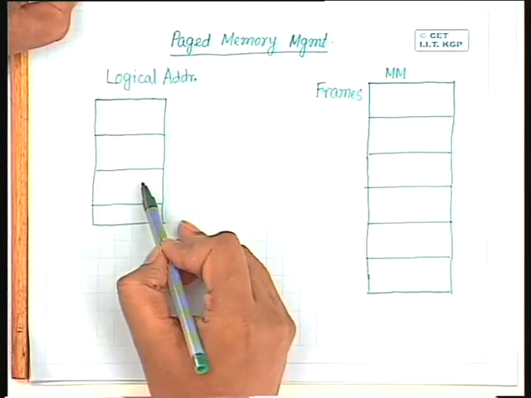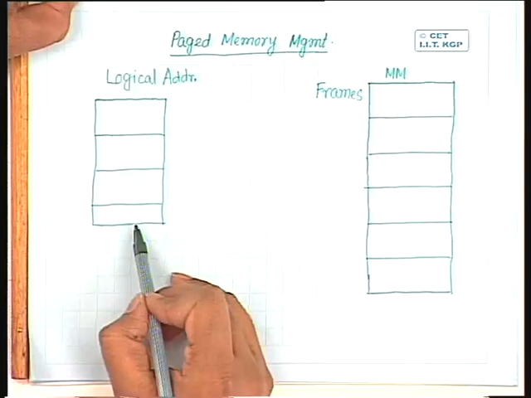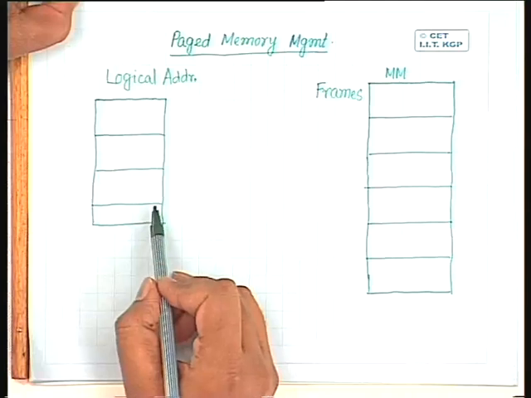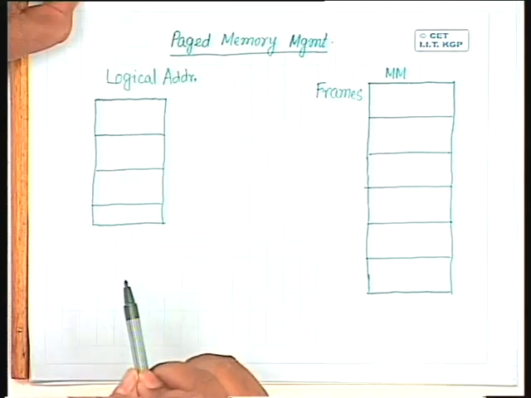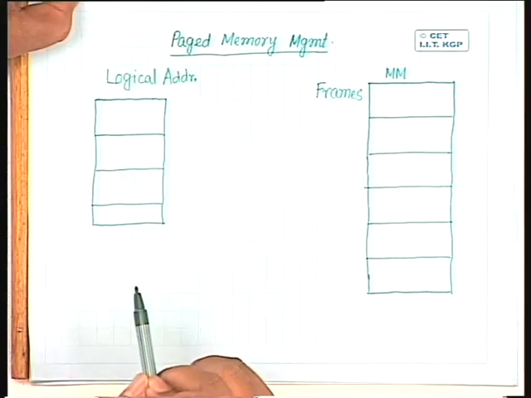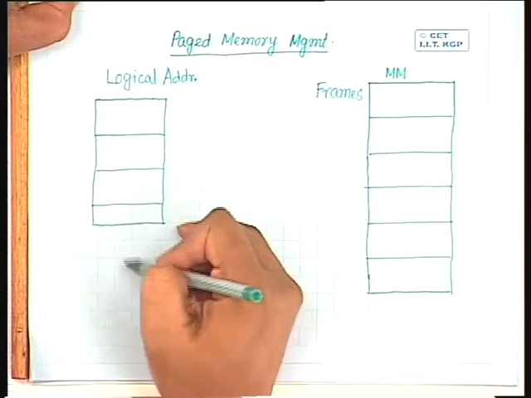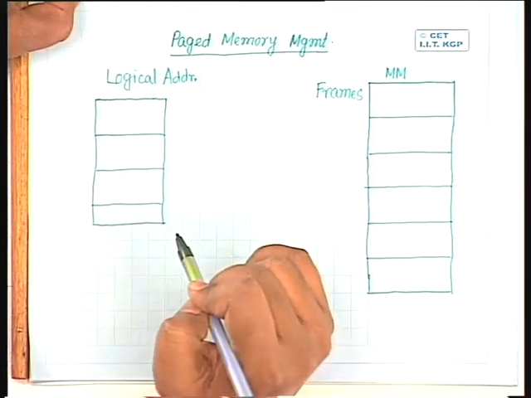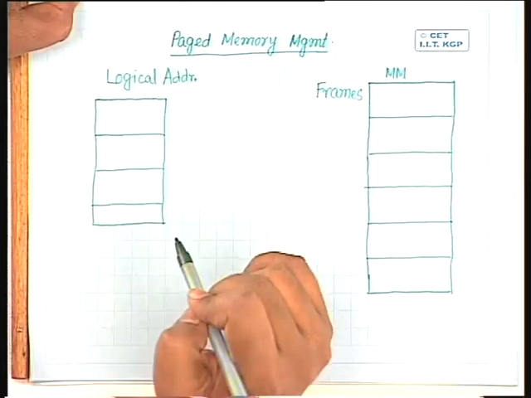This logical address space is divided into a number of partitions. Each of the partitions will be of the same size except the last one, which may not be of the same size. For example, if every page size is 100 kilobytes and the total logical address space is 512 kilobytes, then I'll have 5 pages of 100 kilobytes each, and the last page will consist of only 12 kilobytes.